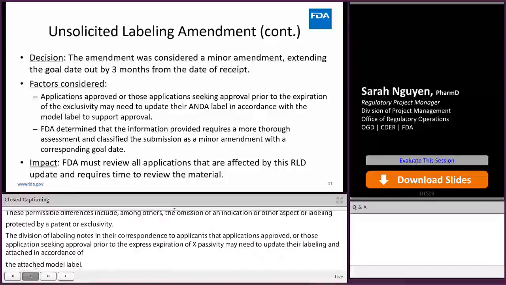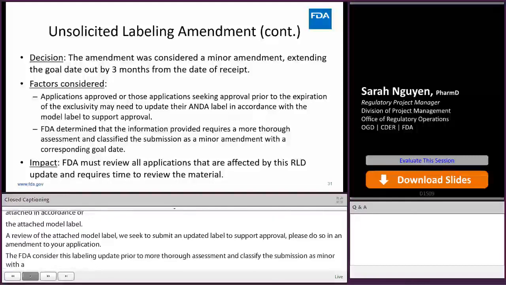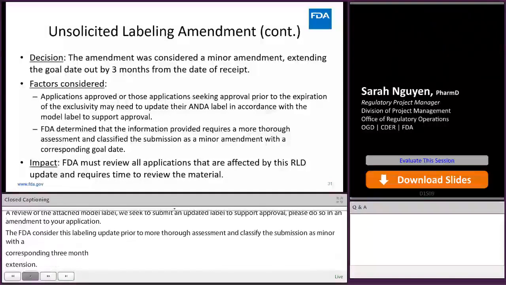The FDA considered this labeling update required a more thorough assessment and classified the submission as minor with a corresponding 3-month goal date extension. In terms of impact, we understand that unfortunately this will extend your goal date. However, we would also like you to recognize that the FDA must review all of the applications that are affected by the RLD update, and this requires additional agency resources to review the material.